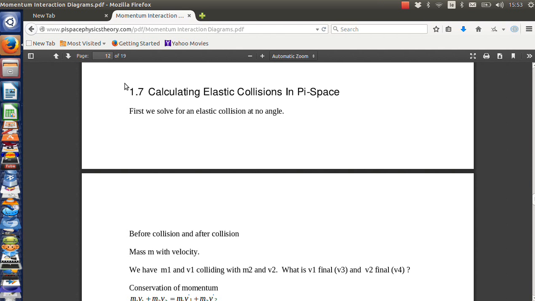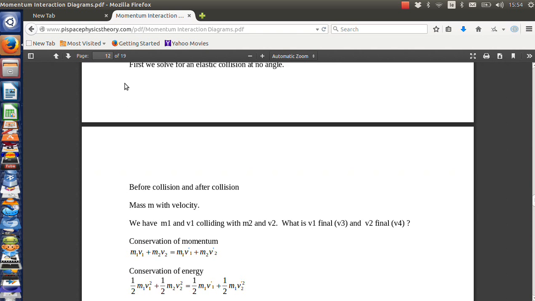Hi, in this recording, I want to discuss elastic collisions in pi space. In classical physics, you have two objects colliding, and essentially the total energy is conserved and the total momentum is conserved. It's modeled in the physics with the following formula.